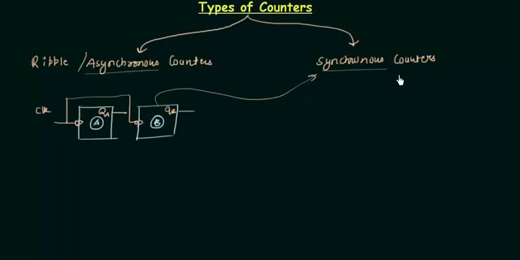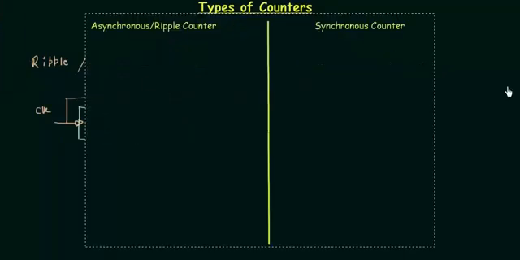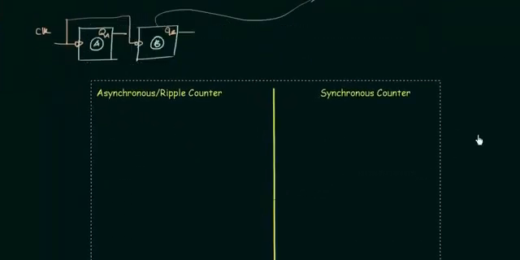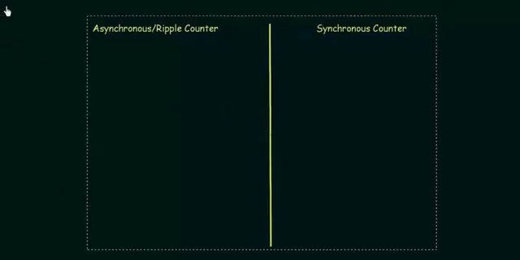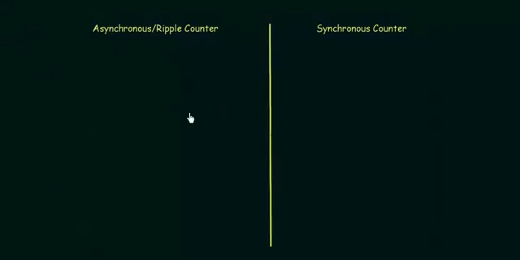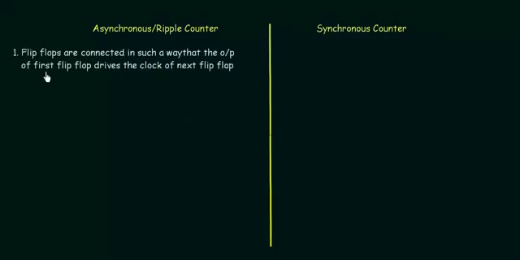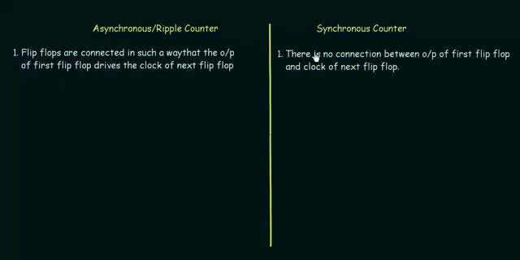Now we will do a quick comparison between the synchronous and asynchronous counters so that you may write a proper answer in your exams. So let's do it. The first column is for the asynchronous or the ripple counter, and the second column is for the synchronous counter. The first point says flip-flops are connected in such a way that the output of the first flip-flop drives the clock of the next flip-flop. I have already explained this point to you, and if we talk about the synchronous counter, then there is no connection between the output of the first flip-flop and the clock of the next flip-flop, because the clock is given simultaneously to all the flip-flops.